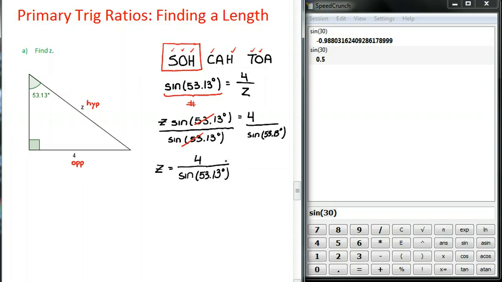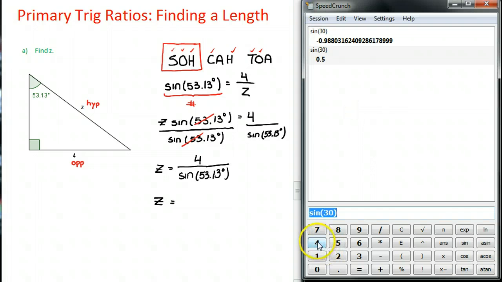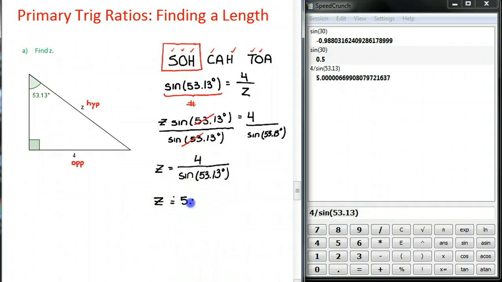Now, once I've done this, I can type this into my calculator to get my answer. So let's come over here, my calculator, 4 divided by sine of 53.13, and then I hit equals, and I see that that's approximately 5.000. Students will often say, how many decimal places do I take this to? And I always like to say, if you're not sure, take it to 3 decimal places. And then I'm done. I hope this video helped.